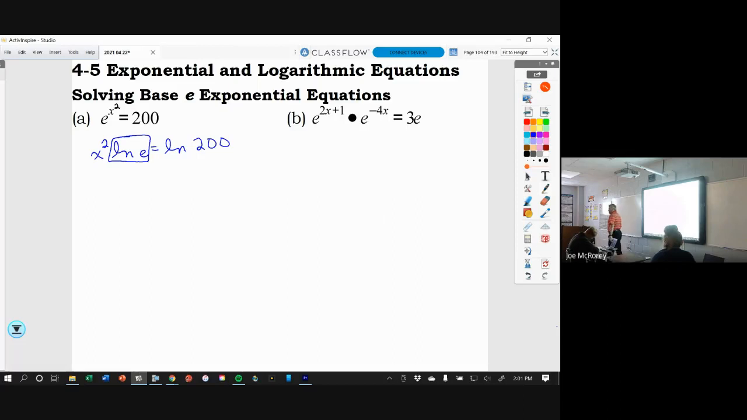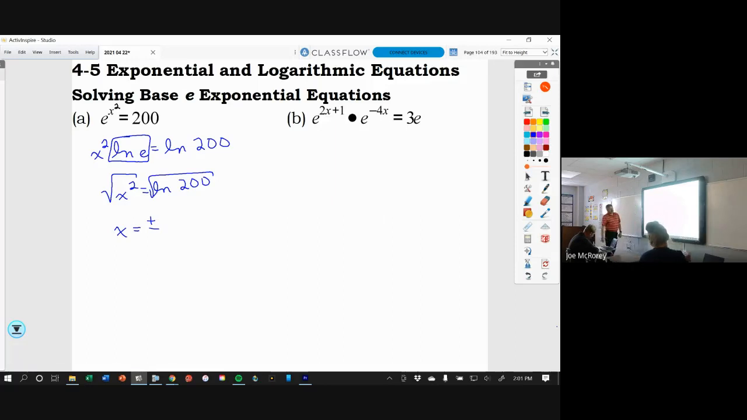What's the natural log of e? It's log base e of e, so it's 1. So the natural log of e is just 1. Because that's 1, I have x squared equals natural log of 200. How do I get x by itself? Square root of both sides. And what is important to remember about taking the square root of something? Plus and minus, two answers. Okay, plus or minus.